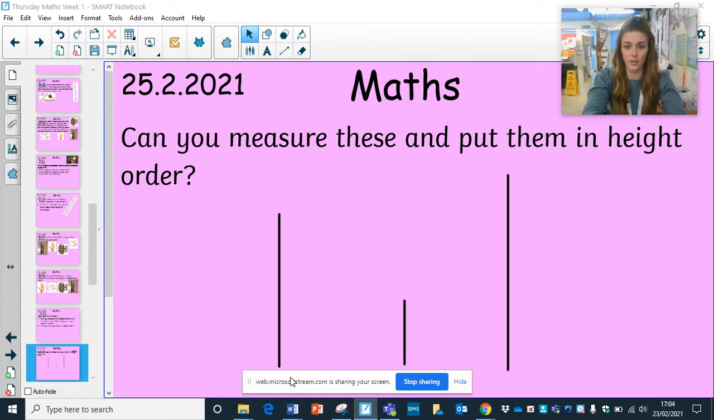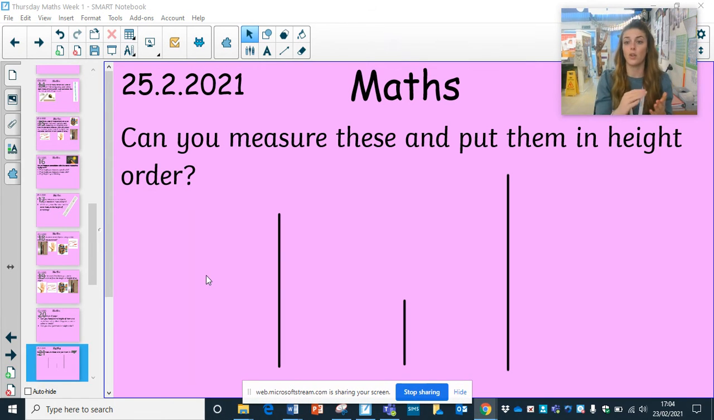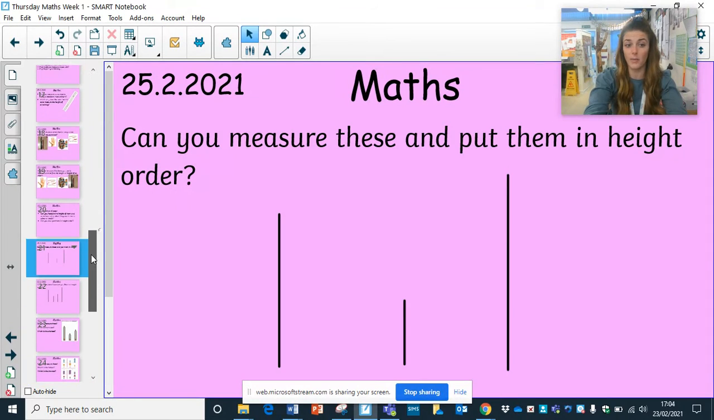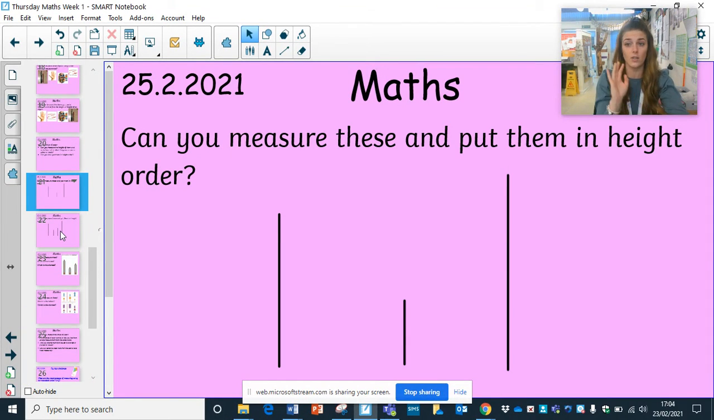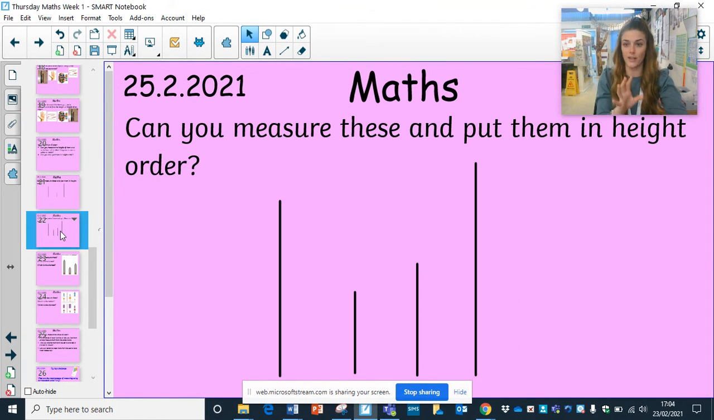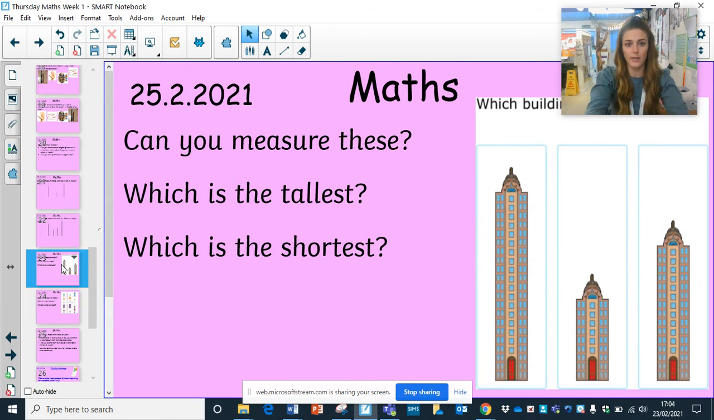Here are some examples that you can also use. So you can measure these, write the number and put them in height order. You can cut them up or you can just print them straight off. Again, completely up to you. There's another example here. And then we've got some other images here.